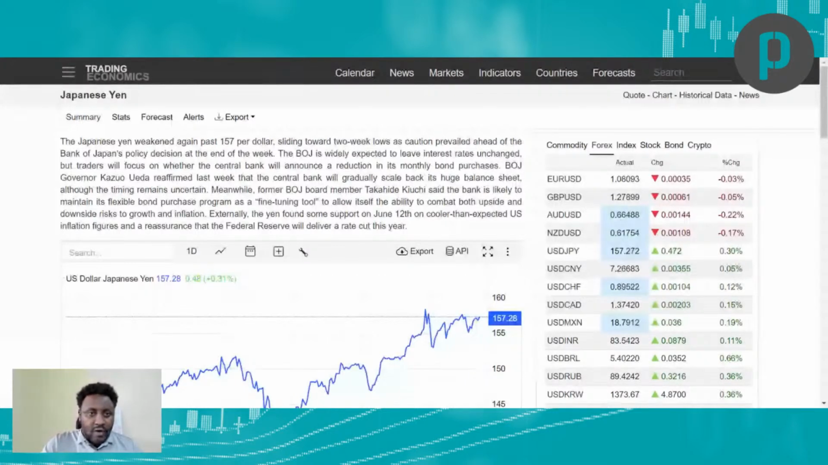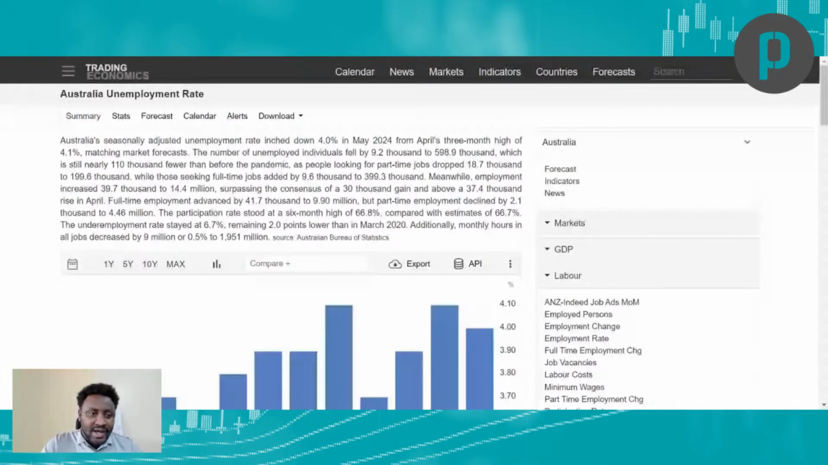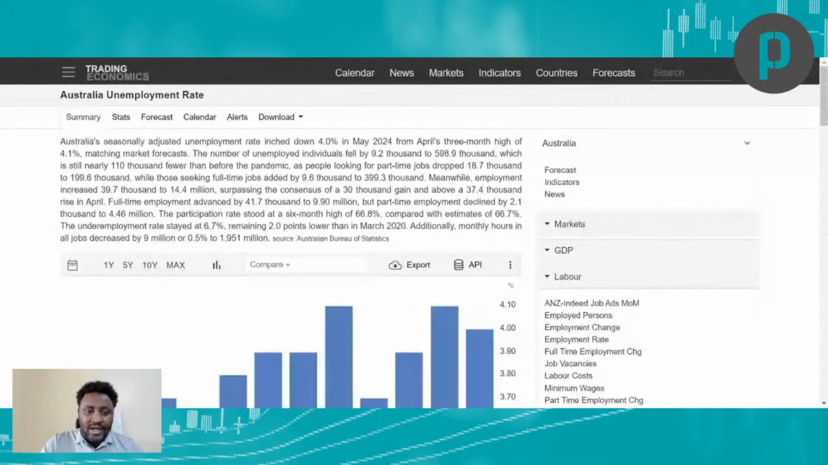So for Australia, we've already seen the data. So Australia's seasonally adjusted unemployment rate inched down to 4% in May 2024 from April's 3-month high of 4.1%, matching market forecasts. So the number of unemployed individuals fell by 9.2 thousand to 598.9 thousand, which is still nearly 110,000 fewer than before the pandemic, as people looking for part-time jobs dropped 18.7 thousand to 199.6 thousand, while those seeking full-time jobs added 9.6 thousand to 399.3 thousand.